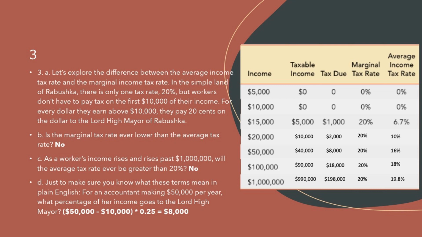So the marginal tax here is never less than the average tax, which makes sense because the average tax is never going to be greater than 20%, it's just going to approach 20% as the income gets higher and higher. And then for part D, an accountant making $50,000 a year will pay $8,000 in taxes, as 20% of the taxable income, which is $40,000, ends up being $8,000.